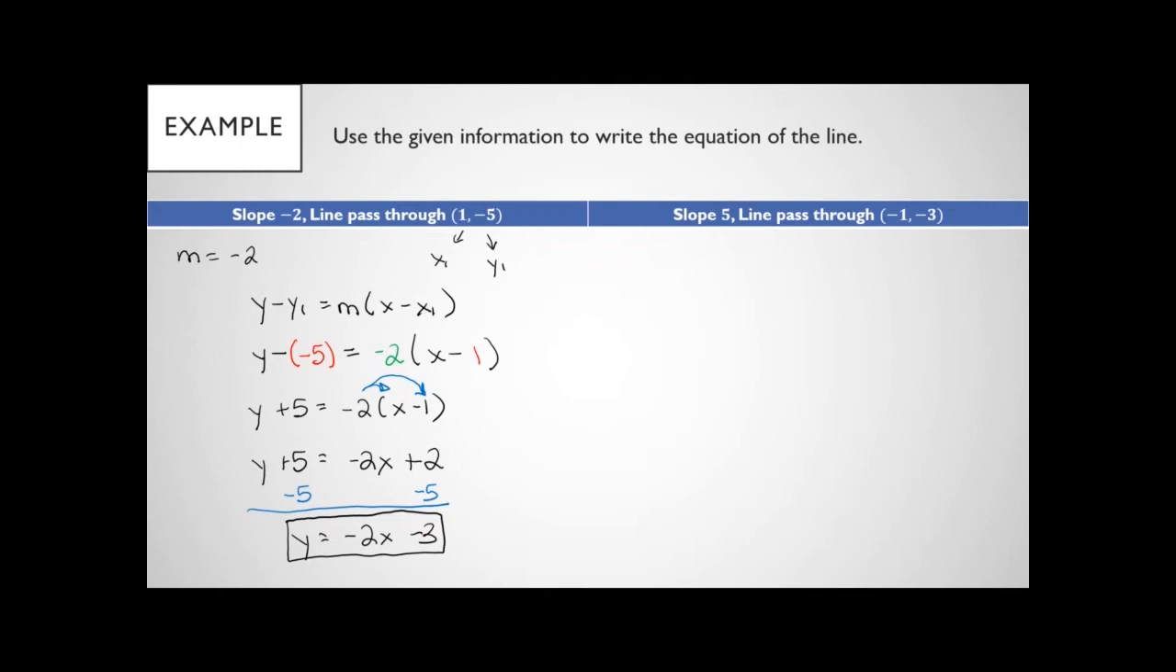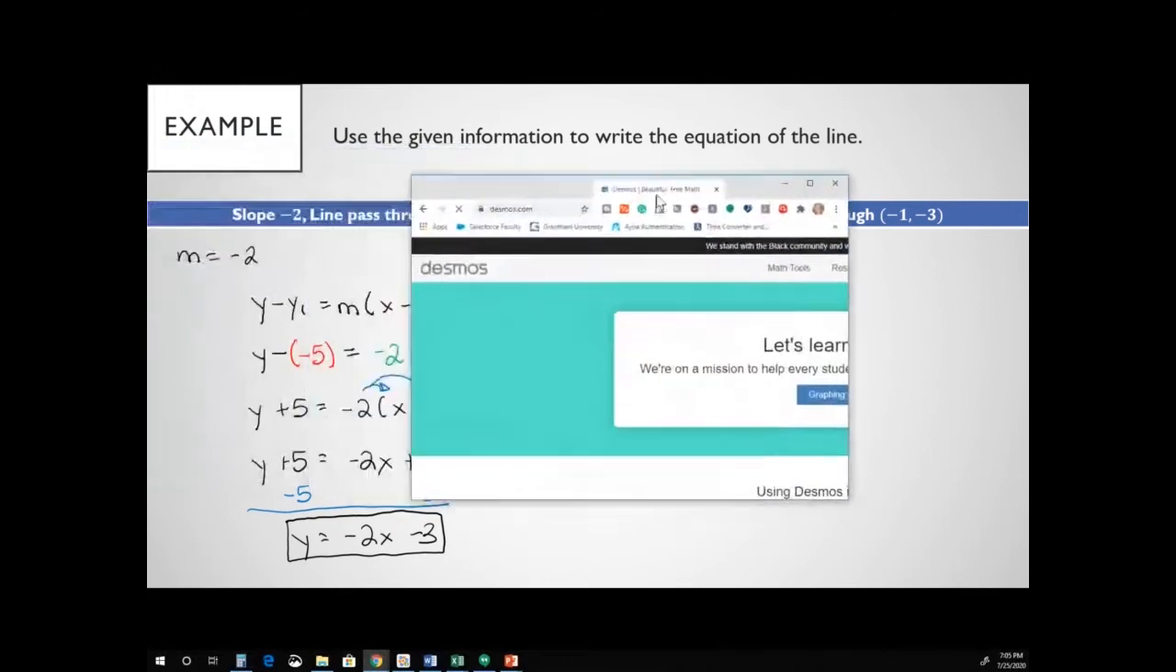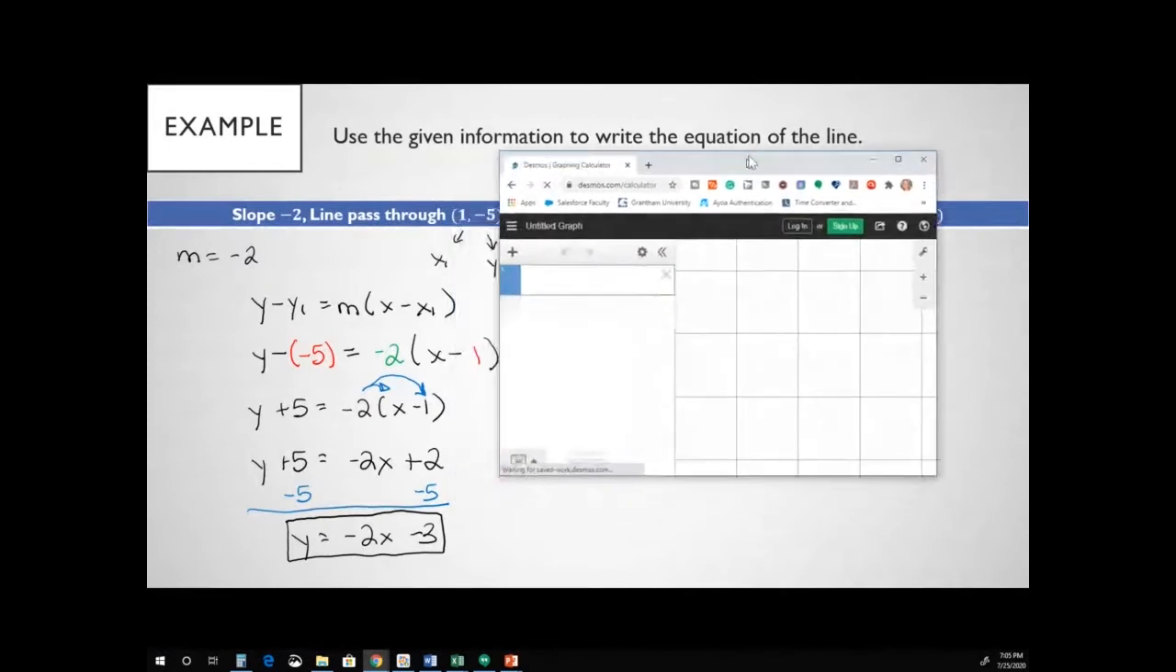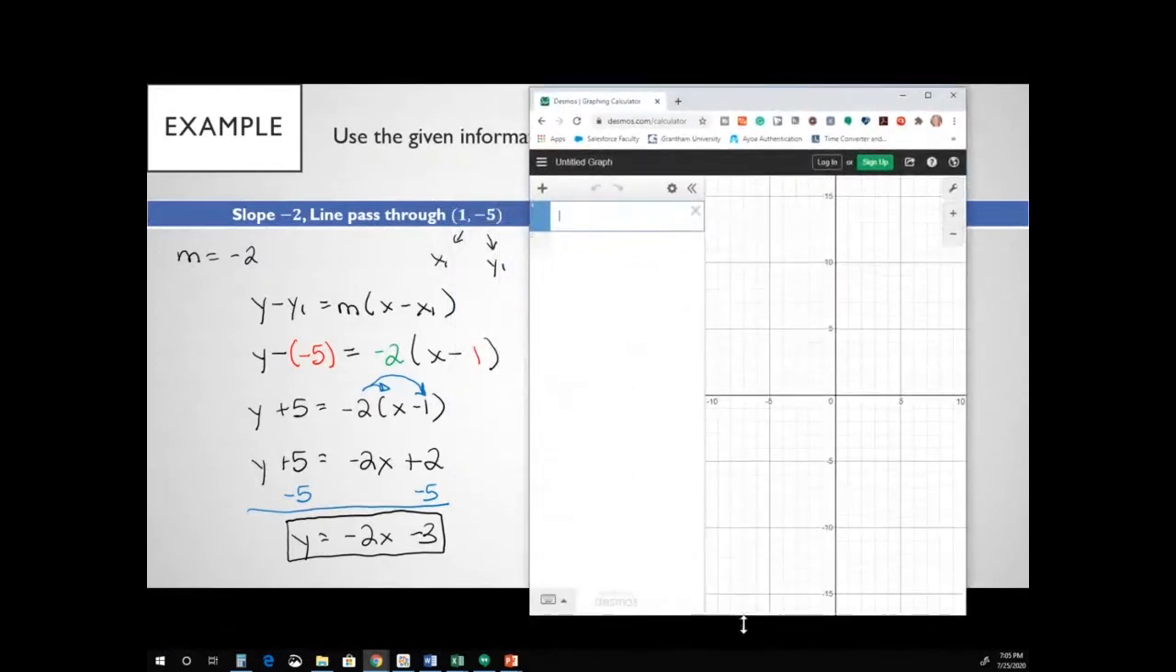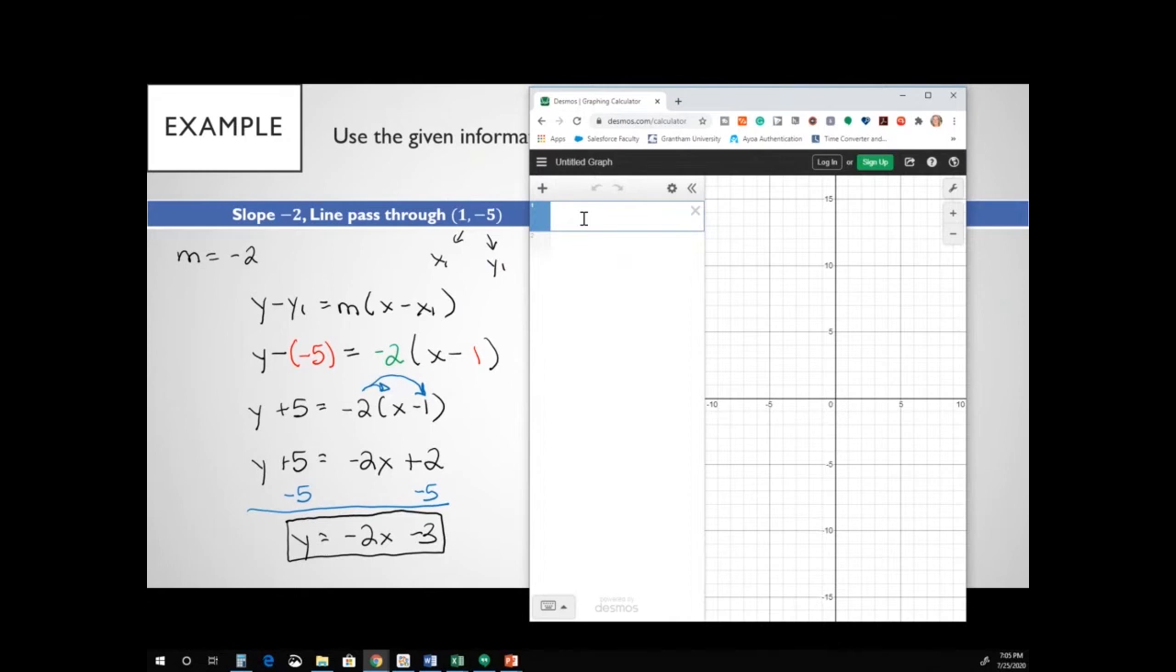So I'm going to bring up Desmos so we can see this graphed. So I'm going to put in my slope-intercept form that I just solved for. y equals -2x minus 3. So that's the slope-intercept form. We want to verify that it passes through (1, -5). So I'm going to type in that ordered pair. And you can see that that point is on our line.